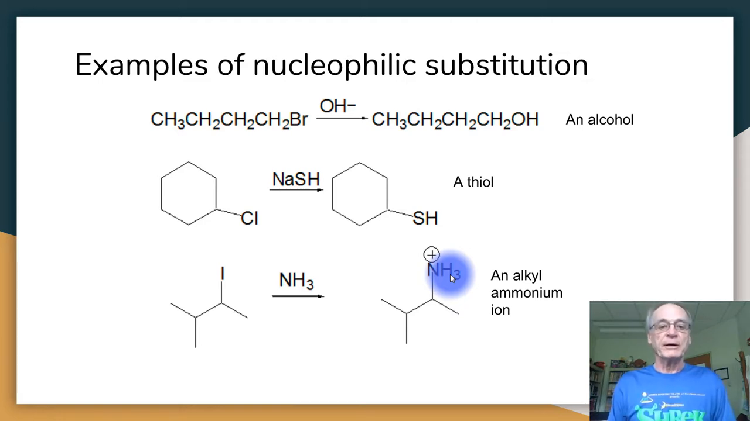Now I'm going to simply talk about nucleophilic substitution and just give you some examples because we'll learn a lot more about how it happens in the coming videos. But basically, here's some examples. This is n-butyl bromide, or 1-bromobutane.